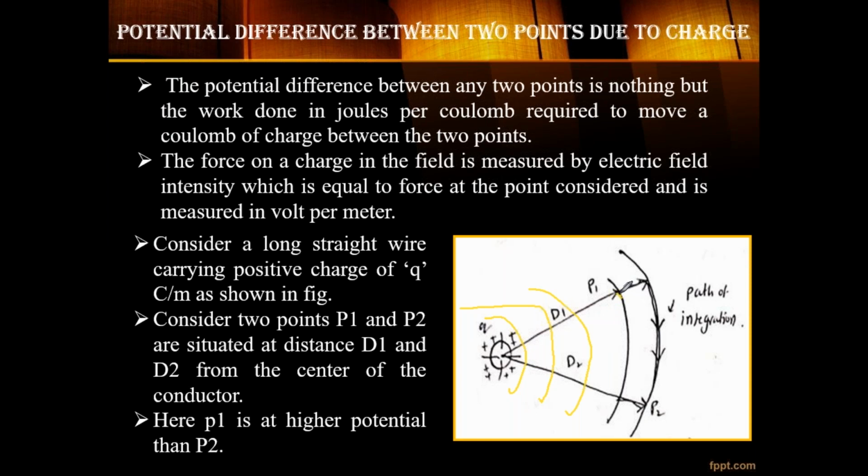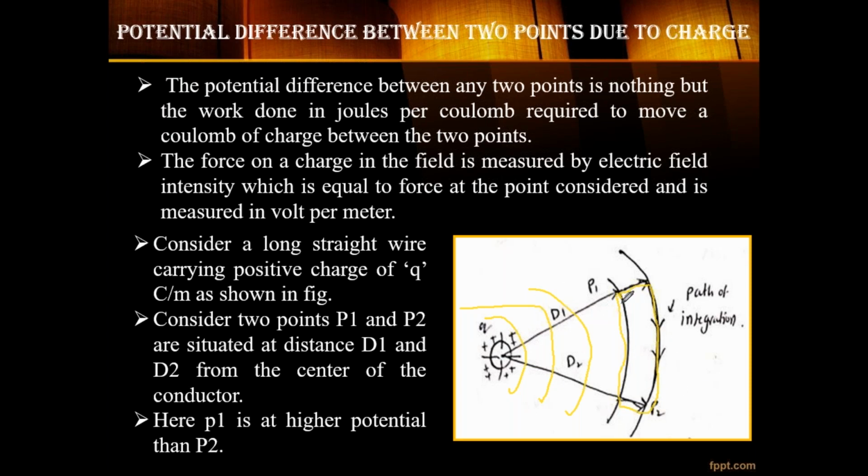Now, the path created by P1 and P2 is called a circular path. Comparing the two points, P1 has more potential than P2. Why? Because it is nearer to the origin. When the field goes far away from the origin, its potential strength keeps decreasing. That's why P1, being nearer to the origin, has more potential strength than P2.